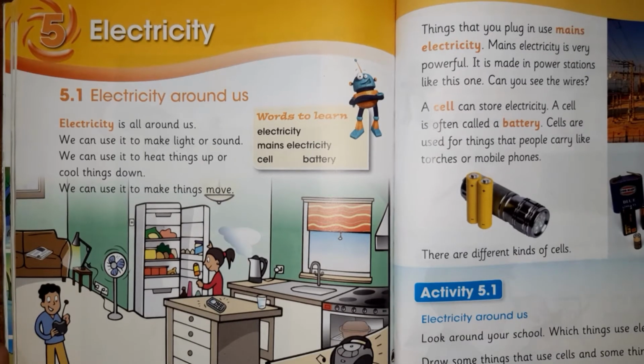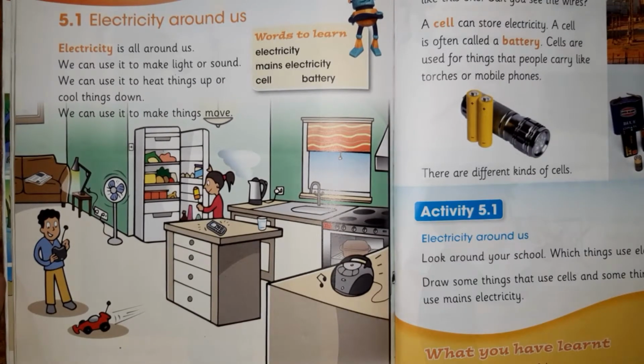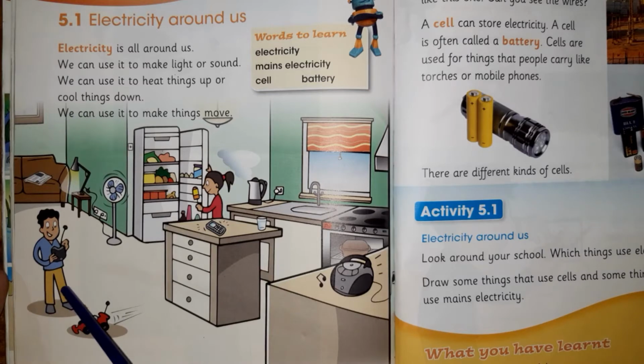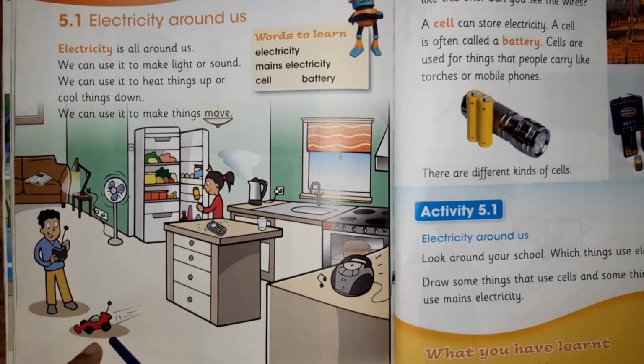Okay, now take a look at this big picture in page number 48. Let's look at this boy who is playing with a toy car, and you can see in the picture the car is moving. It looks like it is moving. And how does it move? How does this toy car move? If you take a look at the downside of this toy car, you can see there is a cell holder, and cell is giving the power to this toy car.